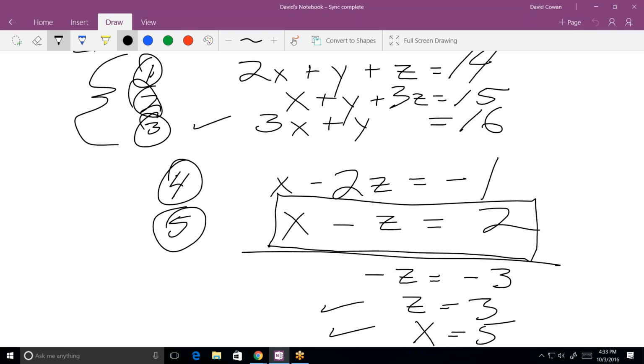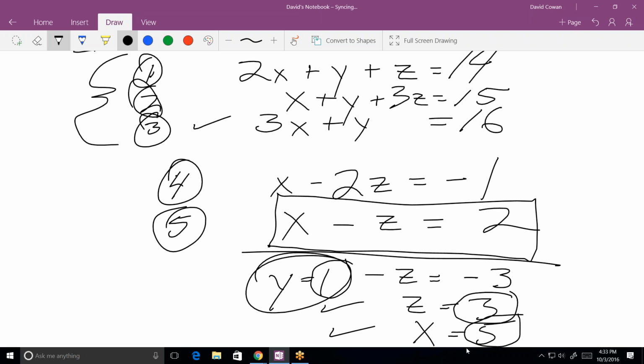Well, let me solve it. So, 3. So y equals 1. Yeah. And there's our three answers. The cost of a slice of pizza is $5. The cost of a liter of soda is $1. And the cost of a salad is $3. Okay.